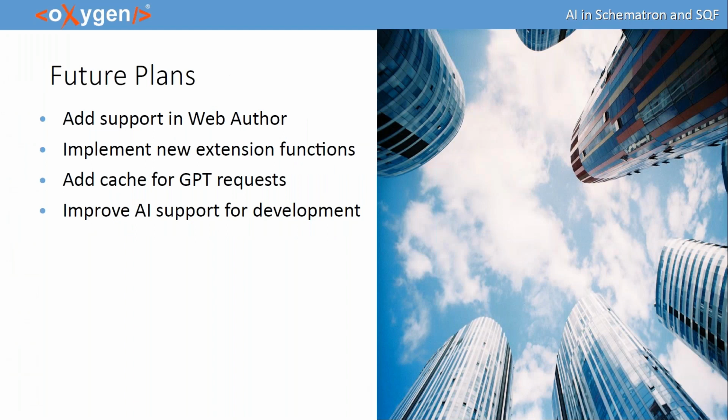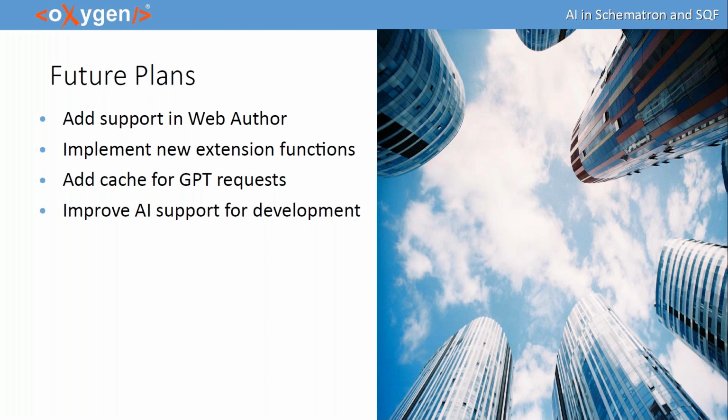Of course, we also have future plans, and we want to develop the support that we provide now. We intend to add this support also in the web author and have this action and function that we provide in the desktop version. We intend to implement new extension functions that can be used in Schematron, XSLT, or refactoring. For example, to explain when an error occurs.